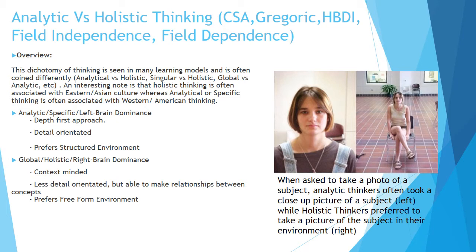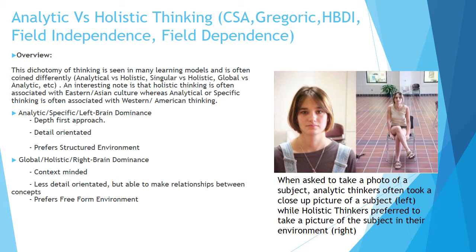So what is analytic versus holistic thinking? This dichotomy is, how do people look at information? Are they more breadth first search, or are they more depth first? Again, this dichotomy is labeled differently across models. Some call it analytical versus holistic. Some people call it singular versus holistic, or global versus analytical. And it basically boils down to, how is information processed? As CS majors, we pretty much know depth first search versus breadth first search, and this is almost a different type of thinking or data collection that different individuals take.